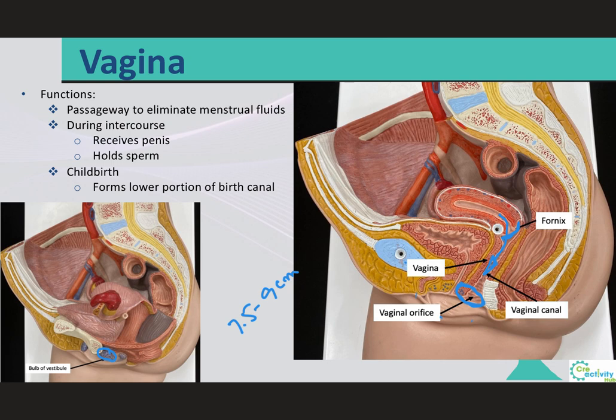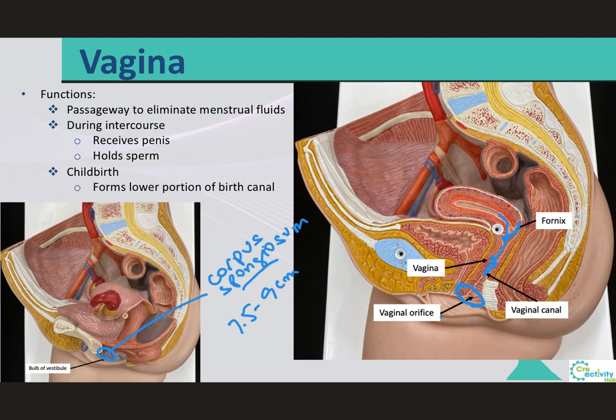So during development, the bulbs of the vestibule derive from the same embryonic tissue as the corpus spongiosum of the male. Therefore, the bulbs of the vestibule and the corpus spongiosum are said to be homologous because they are similar in structure and origin.